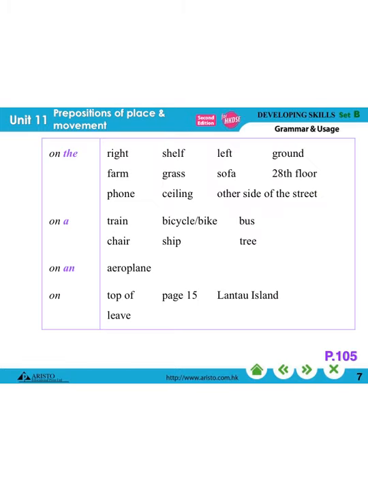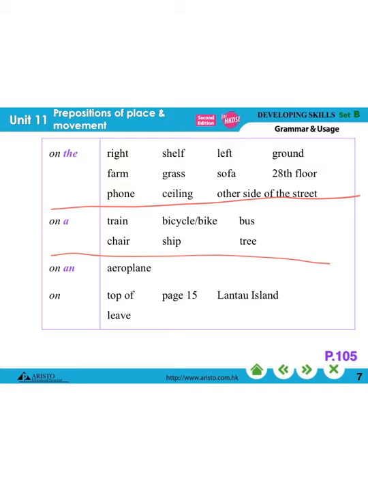We can also use on the with these words. On the right, on the left. Okay, so what about where you live? I live on the 28th floor. Okay, I am on the phone. I'm talking to someone else. Okay, on the ceiling, and then you can see something there. So there is a spider on the ceiling. Okay, I'm so scared, for example.